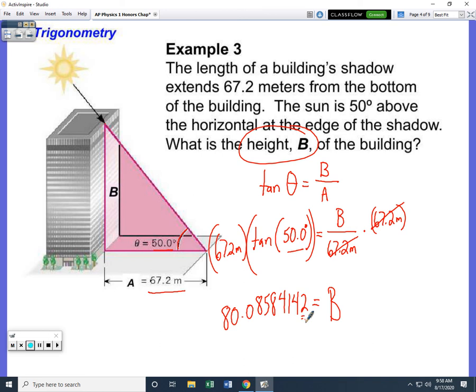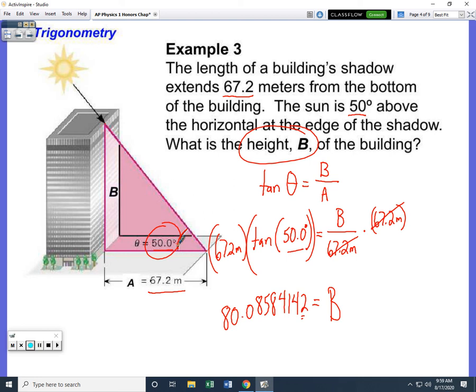So I go back to my original numbers. I've got 67.2, which has 3 significant figures. I have 50 degrees here. However, the picture actually says it as 50.0 degrees. Typically, I don't use degrees to determine significance because you're taking a function of it. I usually use any other measurements.